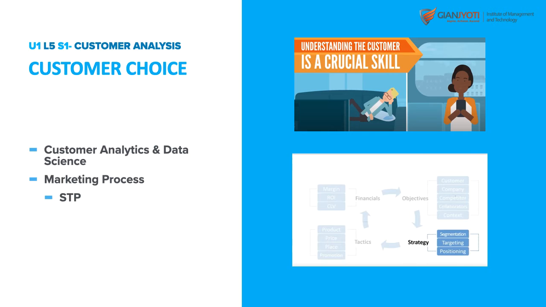But going back to the marketing process, we'll talk basically about the STP framework for customer choice. If you remember the marketing process, we talked about these four areas under the process. So basically, customer choice is nothing but the STP framework, which is segmentation, targeting, and positioning. We'll go into the depth of that to understand customer analytics.